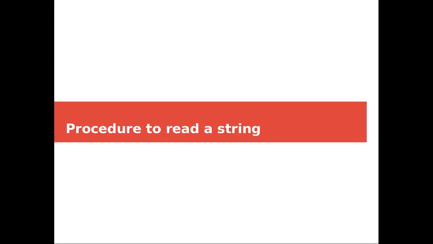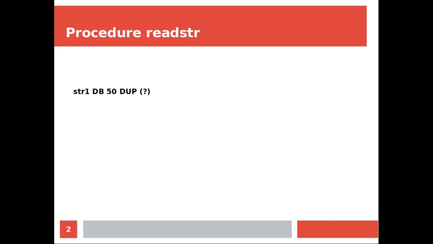In this video, we will explain a procedure to read a string from keyboard. Assume that our procedure name is readstr, and first we will create a variable, a byte array, for example, str1 db 50 with no initial value. So corresponding to that, we will have str1 with 50 locations here.